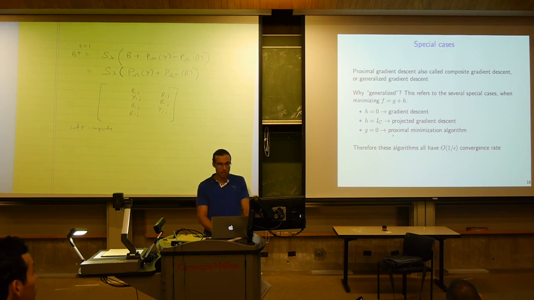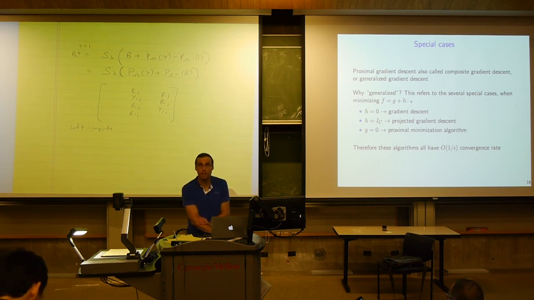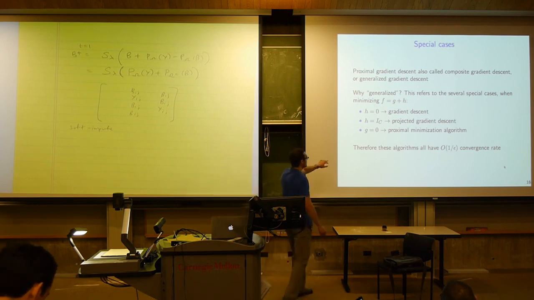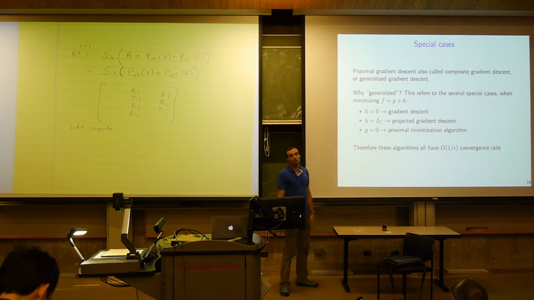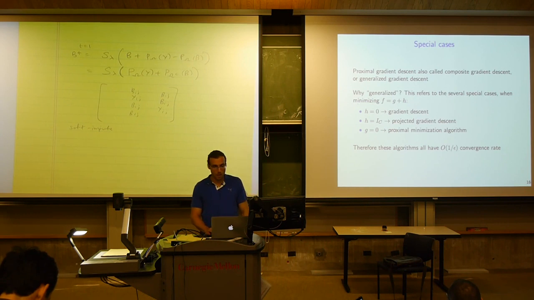And when g is 0, we get something called the proximal minimization algorithm. So this is when you have only, let's say, a non-smooth but convex function as your criterion, whose prox is more or less tractable. It's an alternative to the subgradient method. And all of these algorithms have a 1 over epsilon convergence rate. We know that because proximal gradient does. So we automatically know what's going to happen for all of these algorithms.